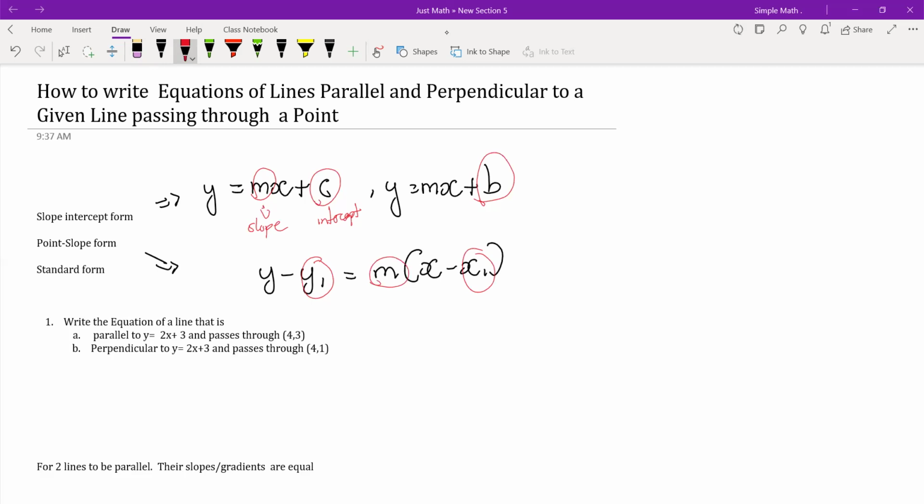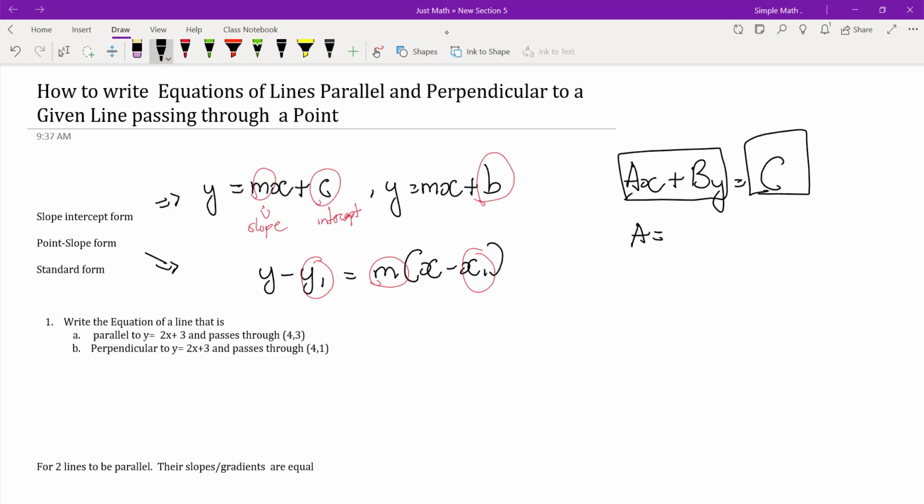And then the standard form is ax plus by equals c. It just means that the variables are on one side and the constant is on the other side. Your a has to be a positive value. So a, b, and c should be whole numbers, and a specifically has to be a positive integer. We'll talk about that as we go.